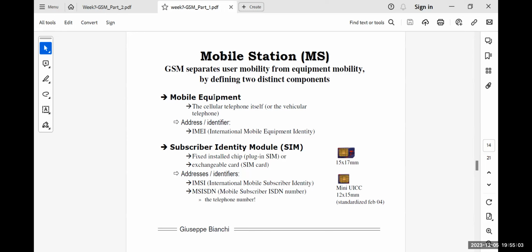So I repeat, one is the mobile equipment or your mobile phone. That has an IMEI number, that is a unique number. So obviously each one of you, if you are having a mobile phone, then that mobile phone must have some IMEI number associated with that. And then when you put a SIM inside your mobile phone, that SIM has two addresses associated with it. One is the IMSI, International Mobile Subscriber Identity, and the other one is the Mobile Subscriber ISDN number, that is also simply stating your mobile phone number.